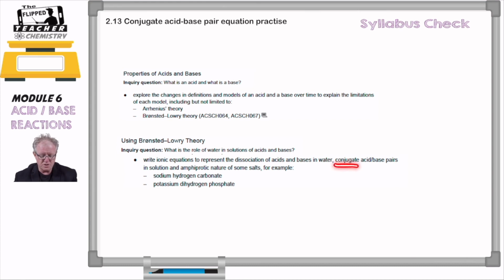Then there's this idea of conjugate acid-base pairs in solution, and the amphiprotic nature of some salts. We are going to look at the amphiprotic nature of salts in the next video, but we're going to touch on it here too because it's very similar; it overlaps, right? And so here are two examples of salts. So let's get into this amphiprotic nature.